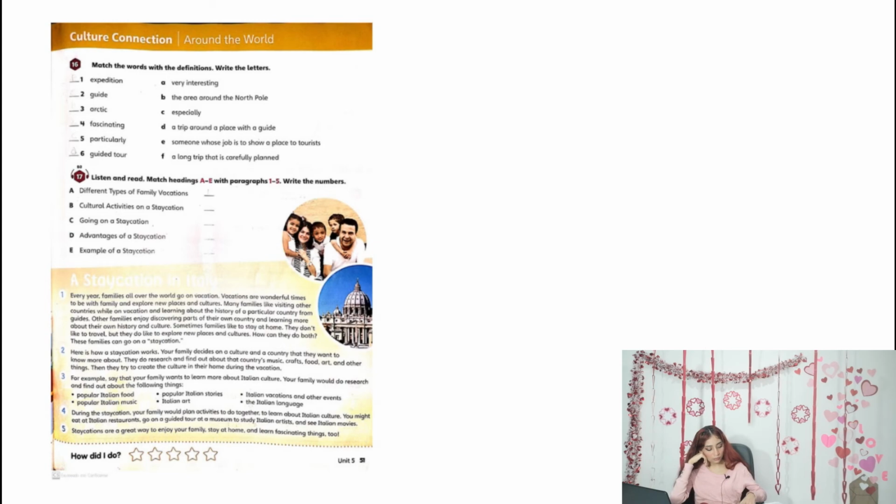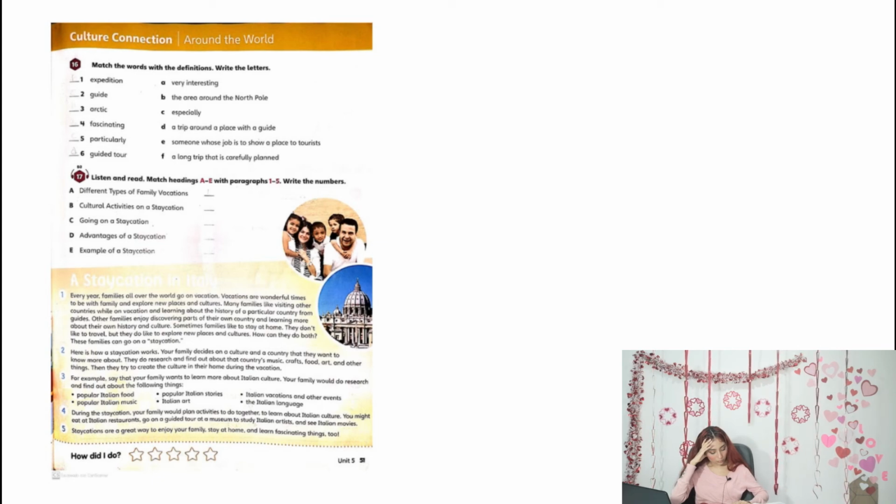Sometimes families like to stay at home. They don't like to travel, but they do like to explore new places and cultures. How can they do both? These families can go on a staycation. Here is how a staycation works. Your family decides on a culture and a country that they want to know more about. They do research and find out about that country's music, crafts, food, art, and other things. Then they try to create the culture in their home during the vacation.